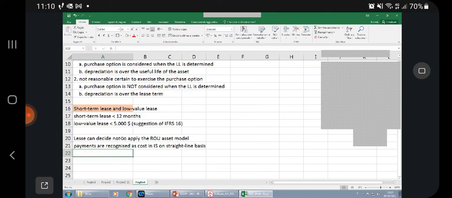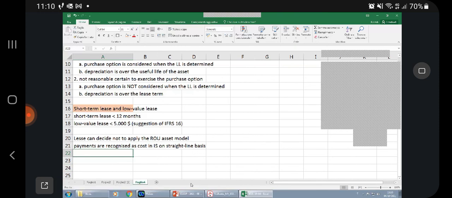Any questions? It is not mandatory, but it is an option, and as you can imagine, it's something that is widely used by companies because it's a relief when this standard is applied. Okay. Any questions?